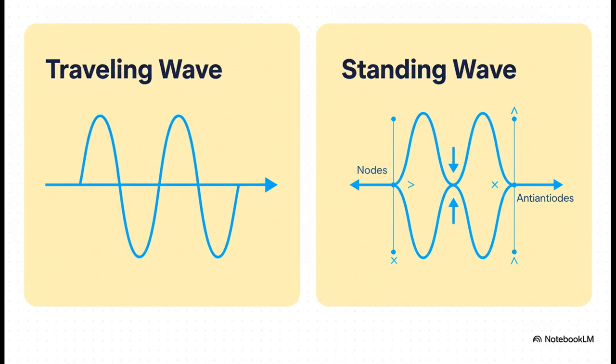Now all this bouncing around creates a really interesting effect. Instead of the waves traveling from one side to the other, they start to interfere with each other and create what's called a standing wave. Think of a guitar string.